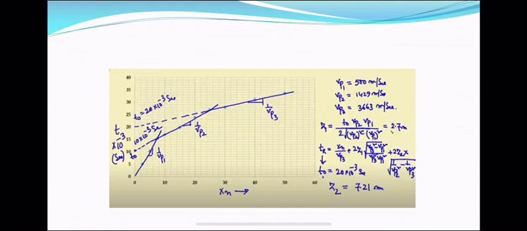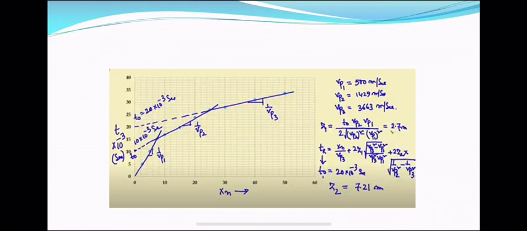Now from here we get the value that Z1 is equal to T naught into Vp1 into Vp2 by 2 square root of Vp2 square minus Vp1 square. By substituting Vp1, Vp2 and T naught values, we get the Z1 value as 2.7 meters.